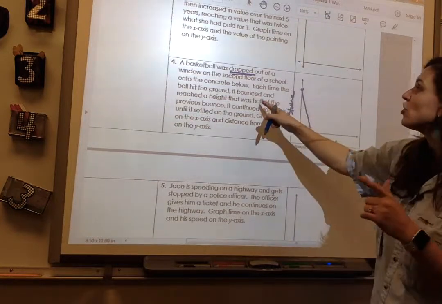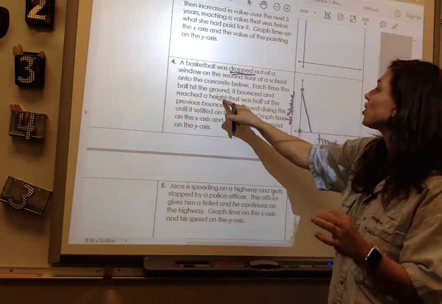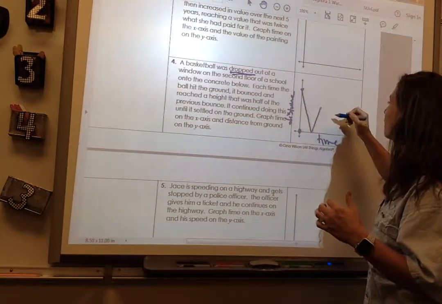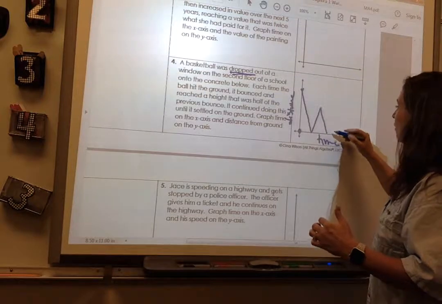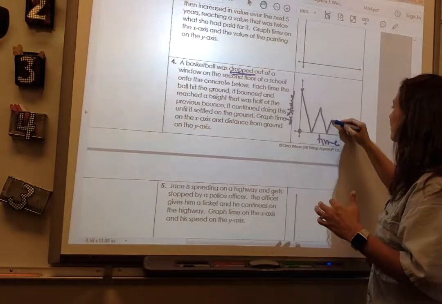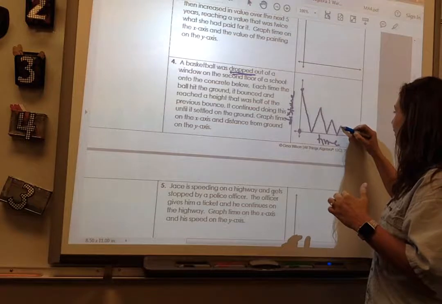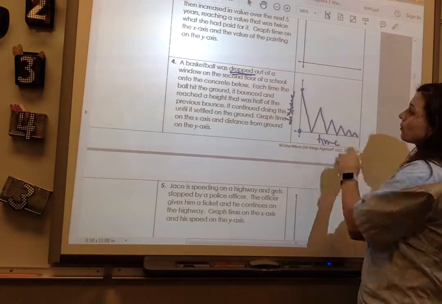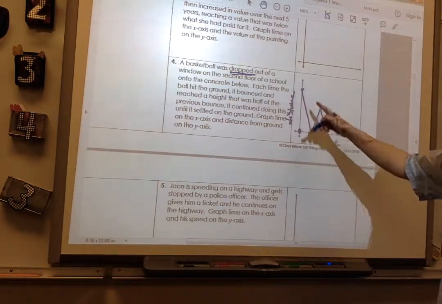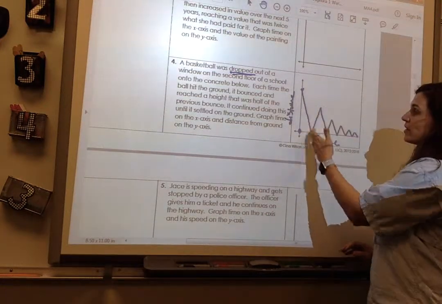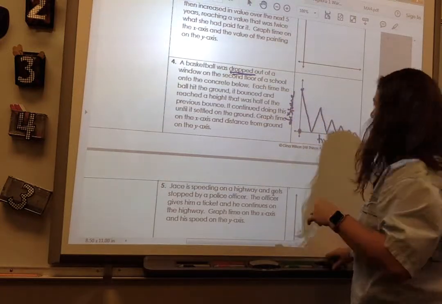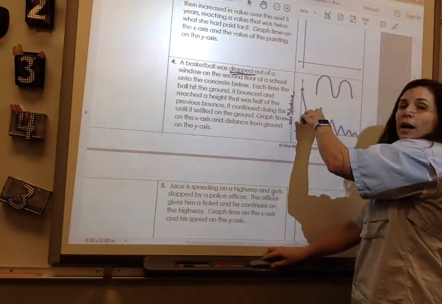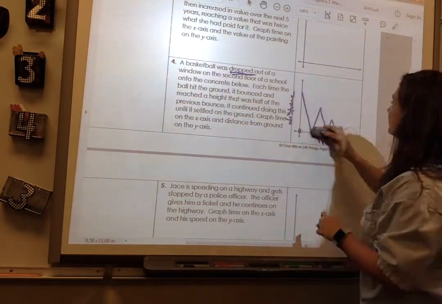and then each time the ball hit the ground, it bounced and reached a height that was half of the previous. So I'm going to go up again to half of the previous, and then it went down. And then it went half of the previous, and then down. And then it went half and down, and then half and down, and then half and down until it reached the ground. So that is what my graph is going to look like there. So as time went on, the distance, notice it wasn't a curve like this. Okay, it was just down, up, down, up. All right?